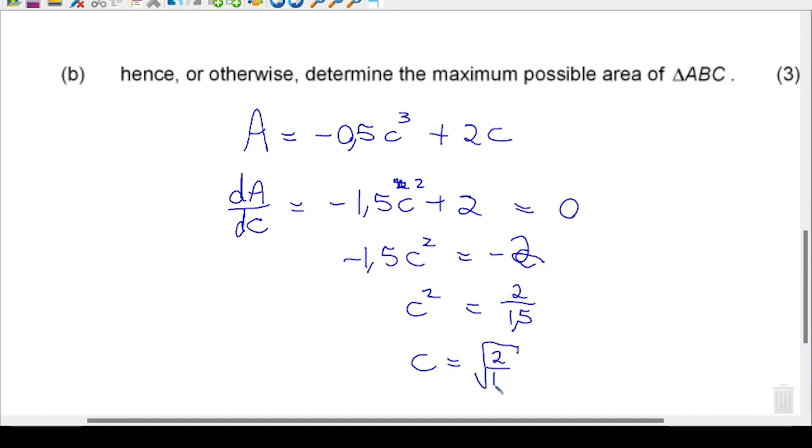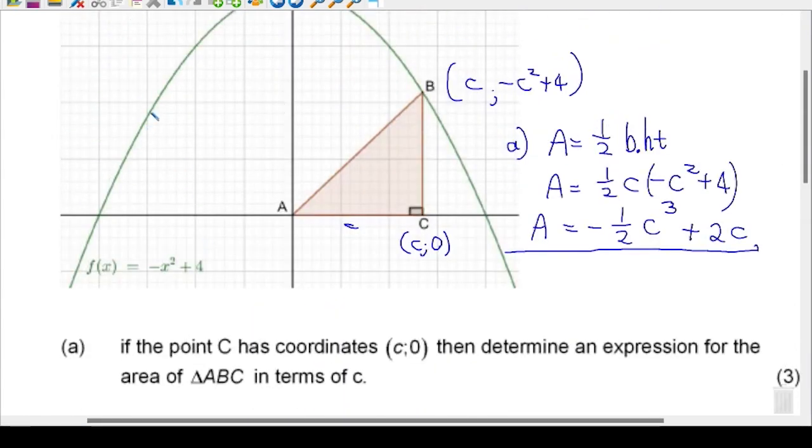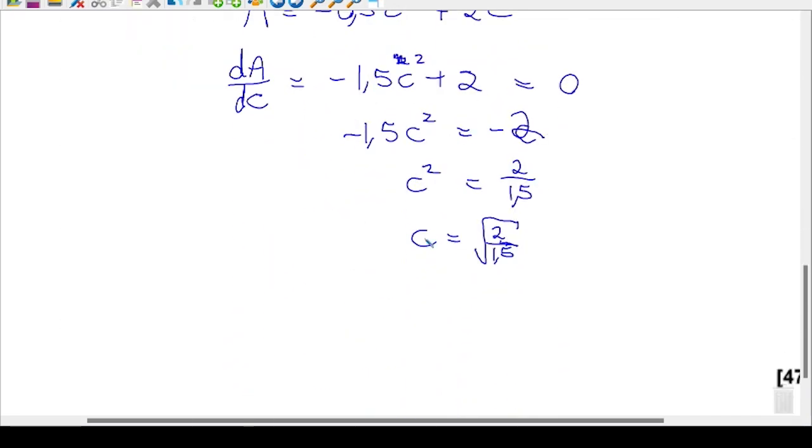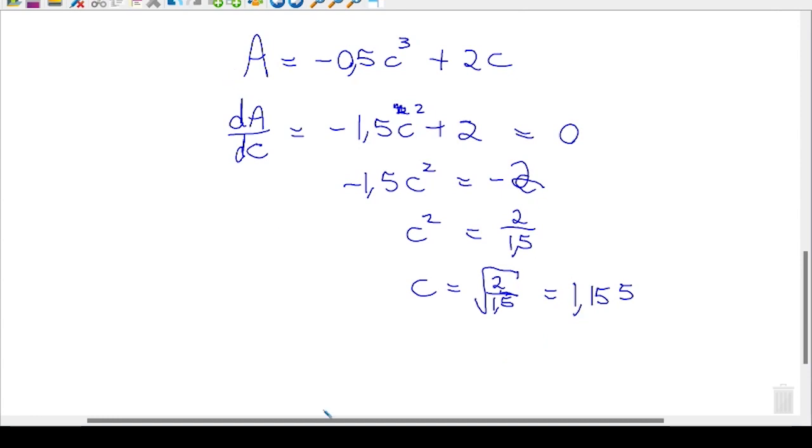Now that answer for c is not the answer to the question. Notice it could be a positive or a negative. If it's negative, it's just on the other side of the y-axis, a reflection. So we're only going to worry about the positive value, and it comes out to about 1.155. That's not the answer that we're looking for. We're looking for the maximum area of the triangle. So we pop that into the expression for A, and we get a final answer of about 1.54 units squared. That's the end of this paper. I hope it was useful.